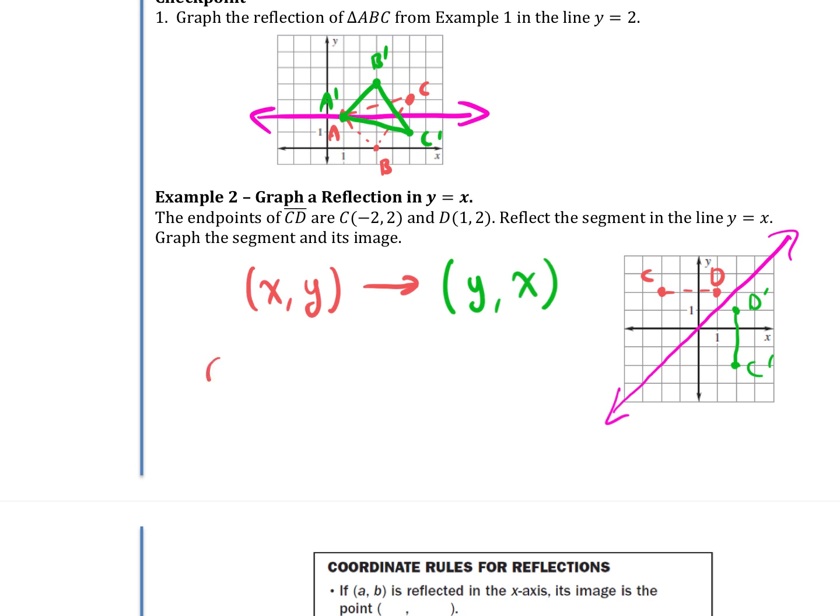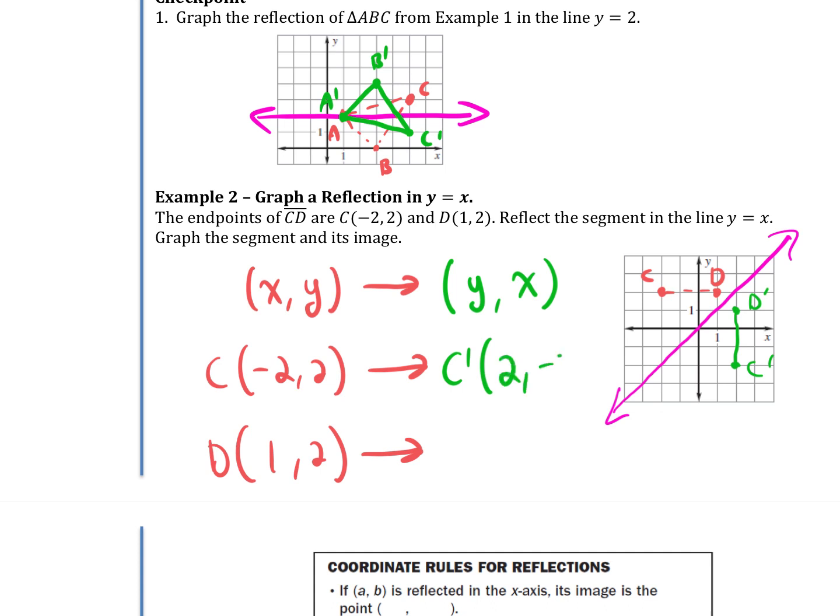So the points we had were C was (-2, 2), and D was (1, 2). Basically what we're going to do with the x and y, we're going to flip them around, right? So we have C prime. We flip around the y and x, so (-2, 2) becomes what? (2, -2). Is that the same spot as where C prime is? Right 2, down 2? It is. Nice.